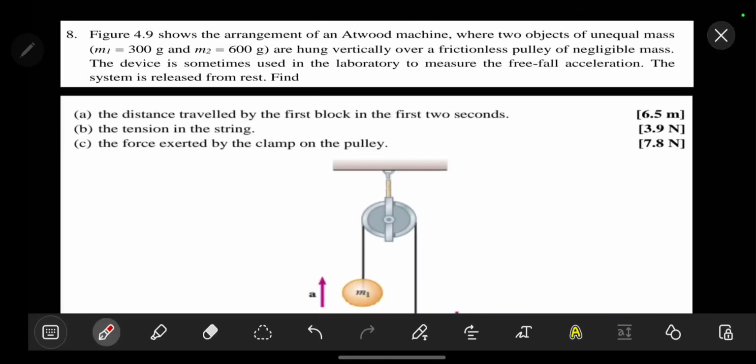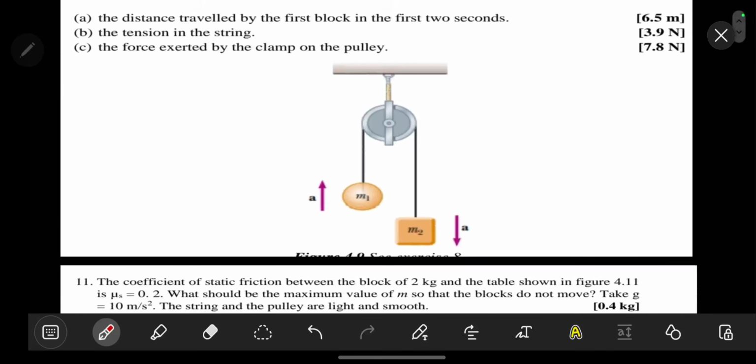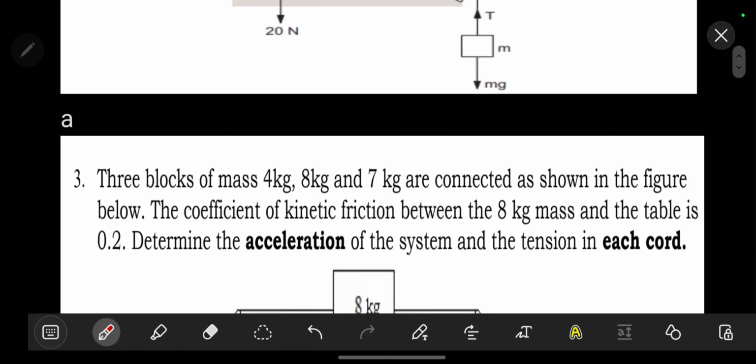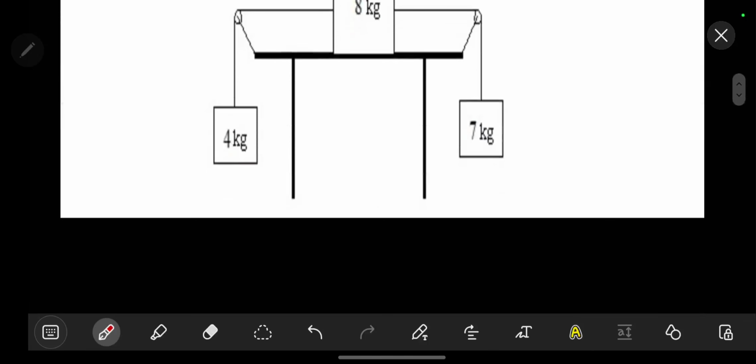So here today we are going to be looking at a part of dynamics. So we are going to look at these three questions for this video.